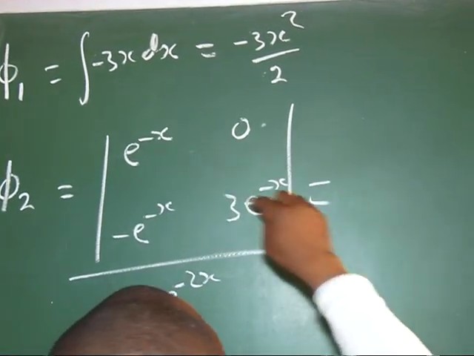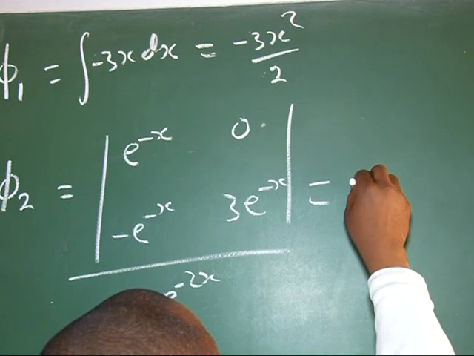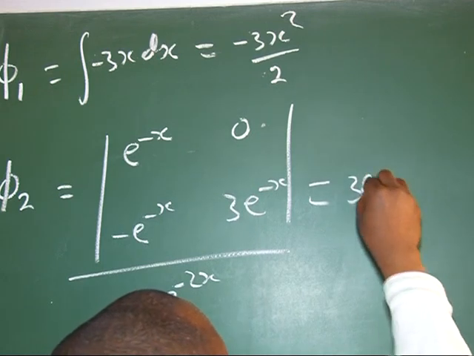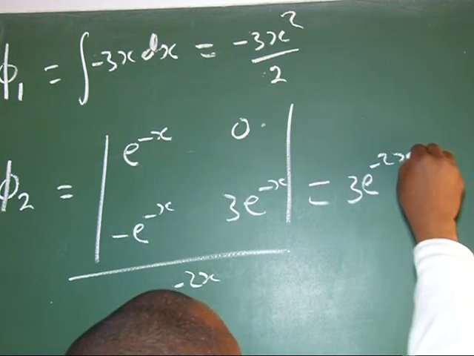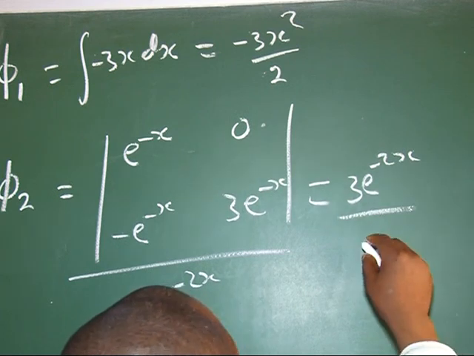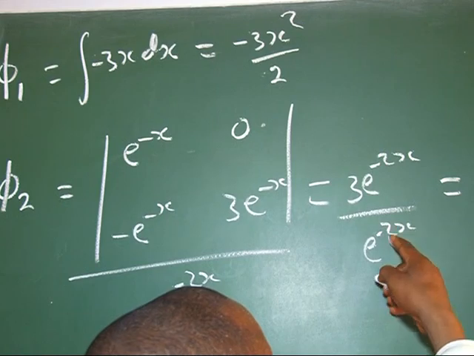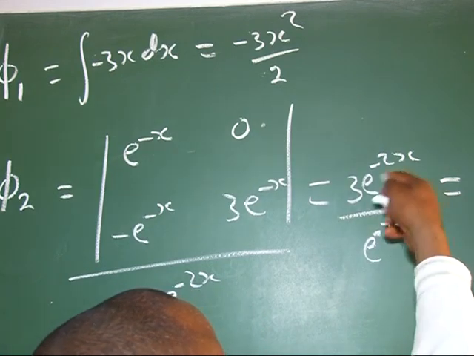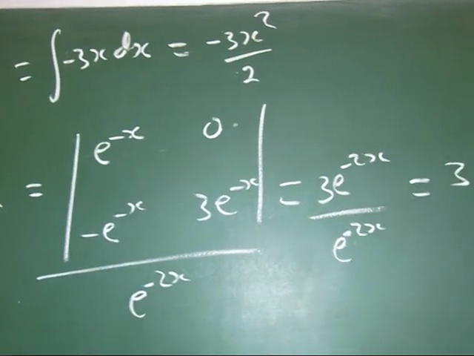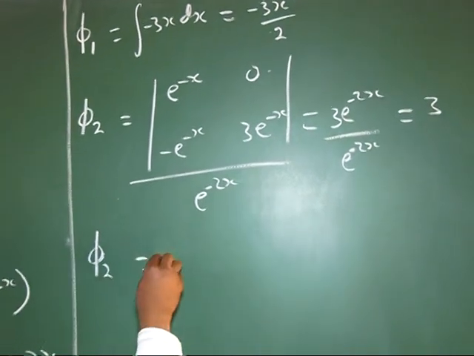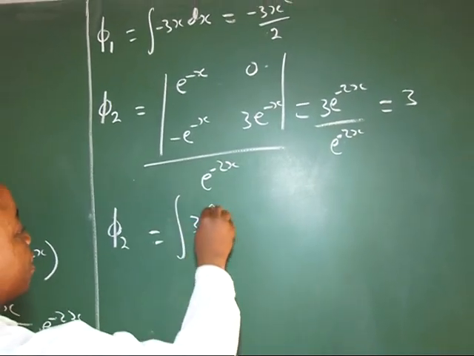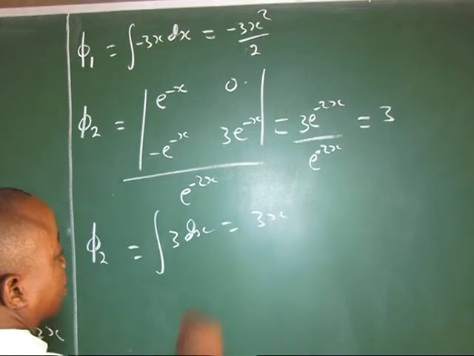Now, this times this will give us 3 exponential minus 2x all over exponential minus 2x. And this will give us, if we carry this one up, we have plus. So everything becomes 3. Then phi 2 will be integral of 3 dx, which is 3x.